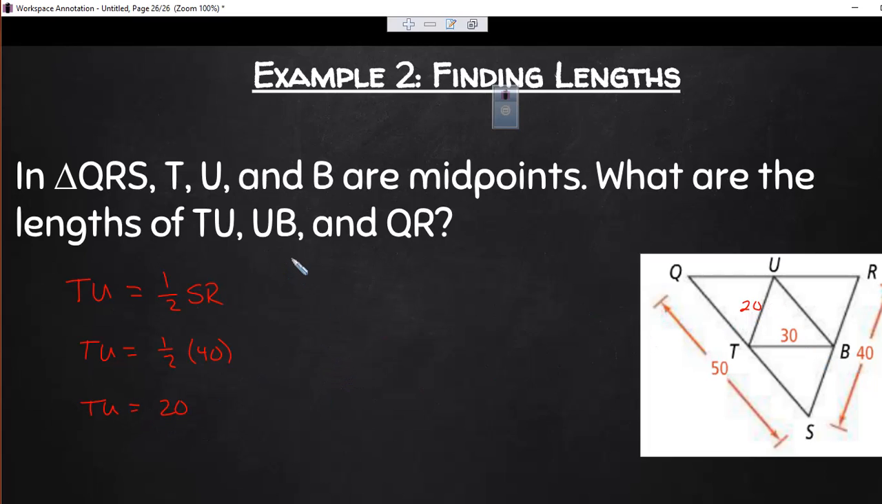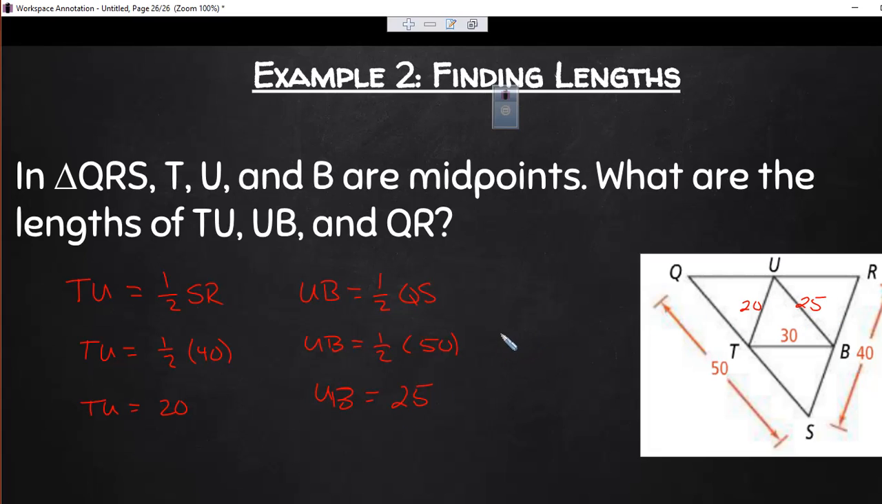And then let's go to the next one, UB. UB is also a mid-segment, so it goes over here on the left. We put the mid-segment on the left, and the 1/2 of the third side on the right. So UB is equal to 1/2 of its third side. And the third side for UB is going to be the side parallel to it, which will be QS. Now they give us the length of QS, so UB is equal to 1/2 of 50, which means UB is equal to 25. So this segment is 25.